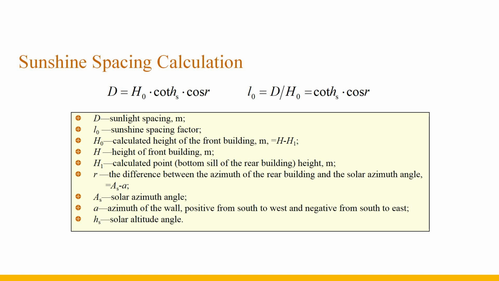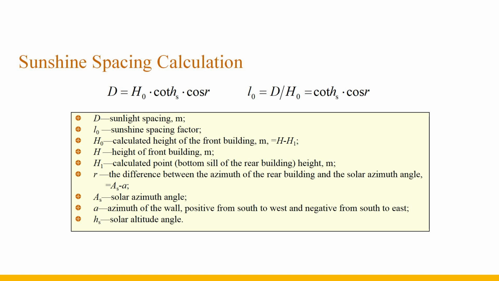H0 is the calculated height of the front building, which is equal to the height of the front building minus the height of the bottom sill of the rear building. R is the difference between the rear building azimuth and the sun azimuth. HS is the sun elevation angle.